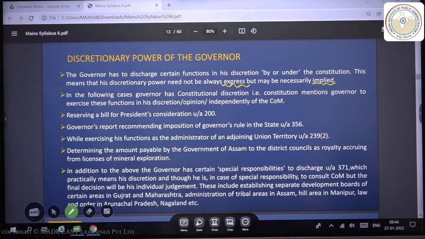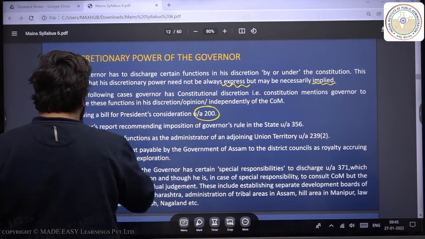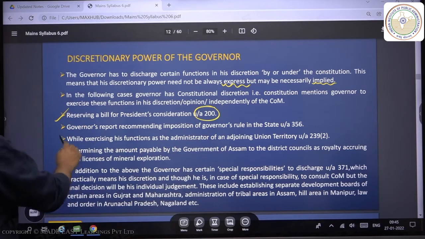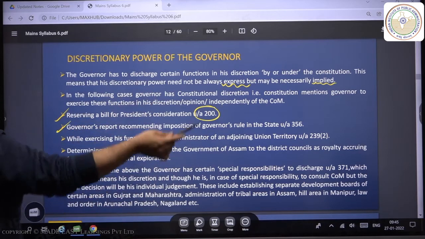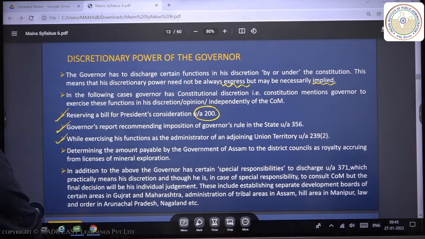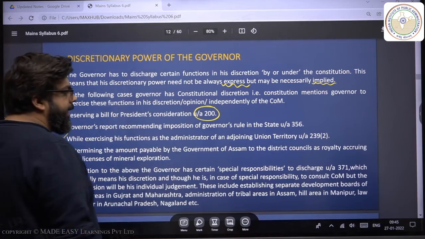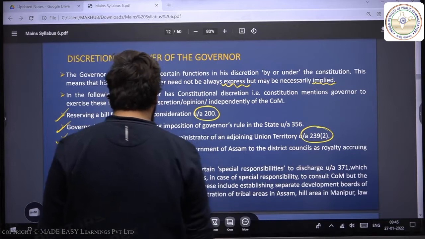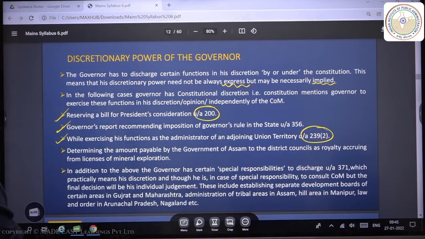Now, it is in the following cases, the ones that I have mentioned here, that the governor has a constitutional discretion. That means the constitution mentions that the governor is to exercise these functions in their opinion, discretion, independently of the Council of Ministers. For example, under Article 200, reserving a bill for the president. Under Article 356, recommending a presidential rule in the states. Under Article 239, Clause 2, when you're working as a joint administrator of an adjoining union territory.